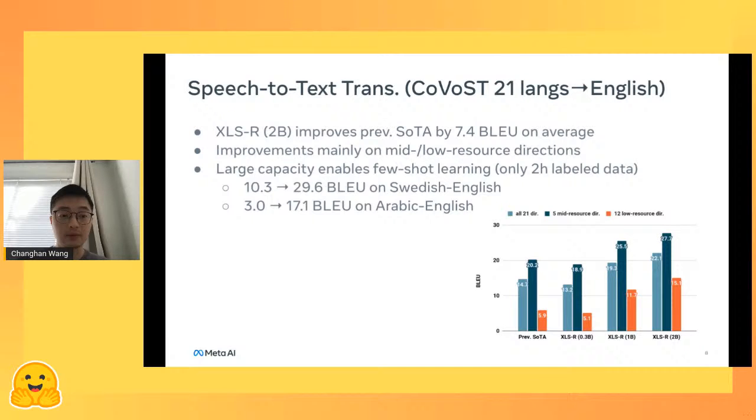Similar to the case in speech recognition, we find that large XLSR models can do much better few-shot learning. For example, on the Swedish to English direction, where there's only 2 hours of labeled data, the XLSR 2 billion model outperforms the previous state of the art by as many as 19.3 BLEU points. And similarly on the Arabic to English direction, where we also have only 2 hours of labeled data, there's a substantial improvement of 14.1 BLEU points. Comparing the performance for XLSR 0.3 billion, 1 billion, and 2 billion models, we again confirm the trend that more model capacity in XLSR brings more gains.